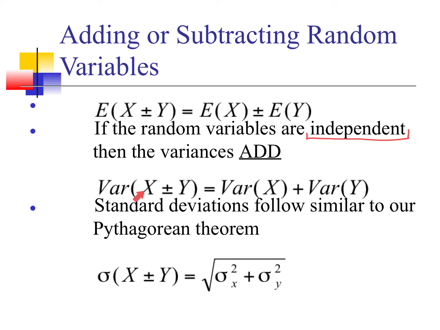And so if I'm adding them, the variances add. If I want to change these all to standard deviation, I would make that sigma squared, sigma squared, sigma squared, and then I would have to take the square root in order to get standard deviation. So the standard deviation follows something similar to our Pythagorean theorem: the square root of sigma of x squared plus sigma of y squared, when I am adding or subtracting independent random variables. And notice that there isn't a plus and minus inside the square root because it is always going to add.